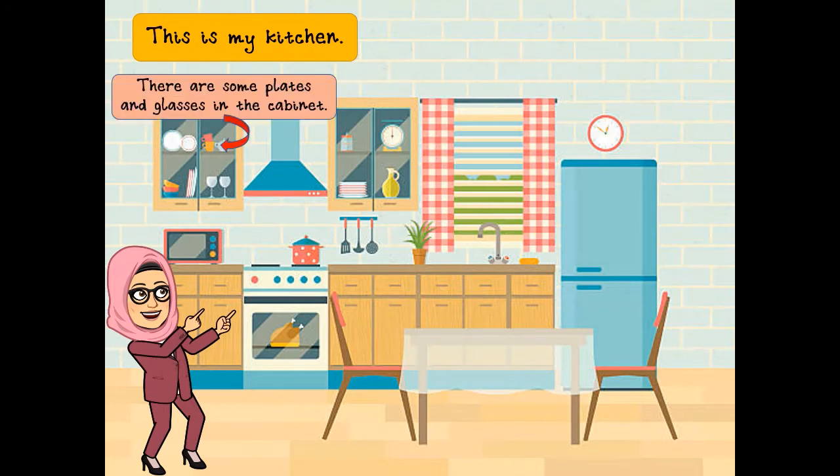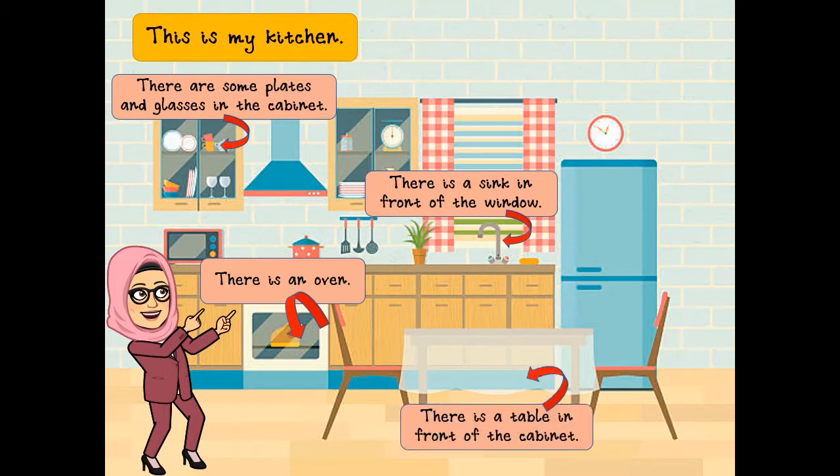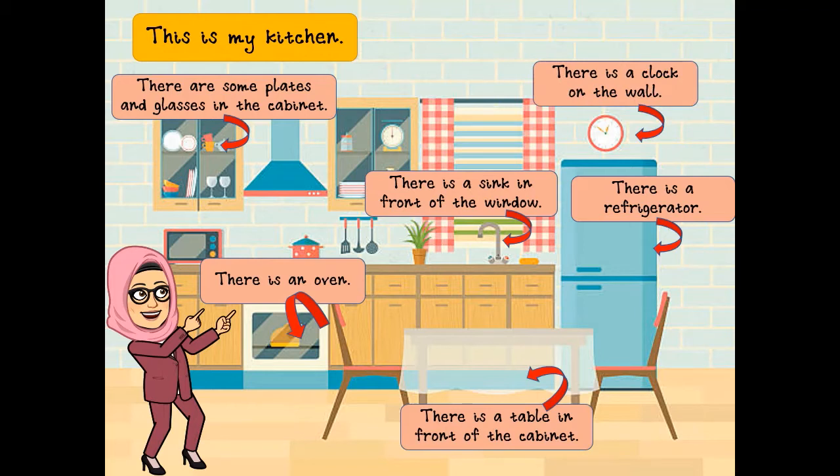There are some plates and glasses in the cabinet. There is an oven. There is a sink in front of the window. There is a table in front of the cabinet. There is a refrigerator. There is a clock on the wall. Okay, so there are many other things, but these are some of the examples of sentences that you can use to describe things in the kitchen.